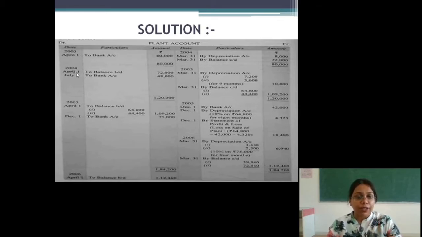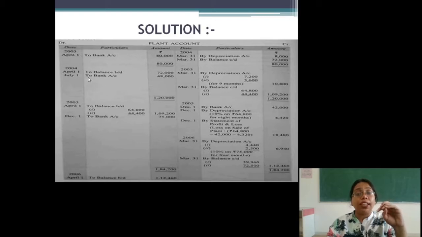On April 1st, we have brought down the amount of the first machinery, and we have also purchased the second machinery in 2004. So after 1 year, we will charge the amount on both machinery. So we have to keep in mind the months, for how many months we are calculating the depreciation. In case of the first machinery, we'll charge depreciation on 72,000, that is 10% of 72,000 will be 7,200. But in case of the second machinery, we are purchasing the machinery on July 1st.